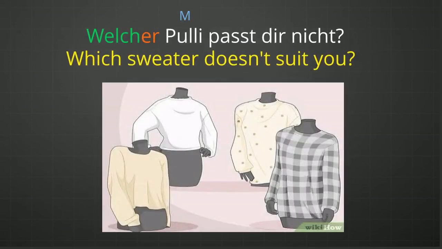Welcher Pulli passt dir nicht? Pulli is the subject in the sentence, so it has to be in nominative case, and Pulli is masculine gender noun. That is why er is ending added to welche. Dir is indirect object in dative case.